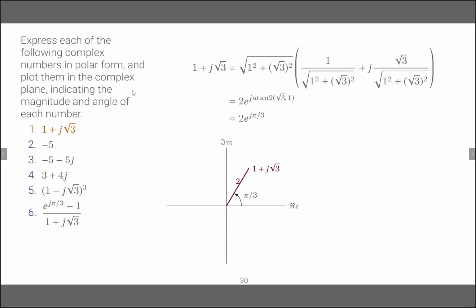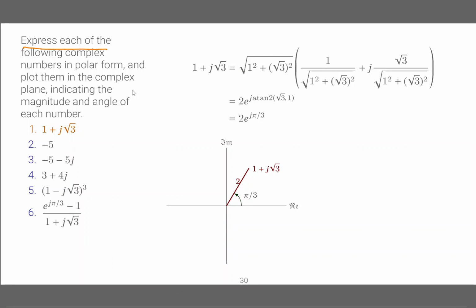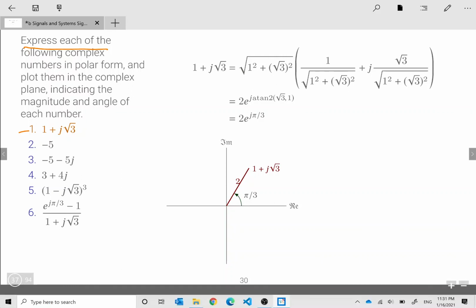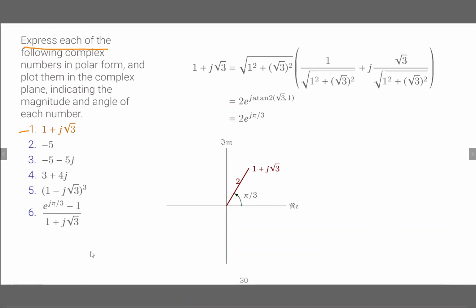Okay. So now let's take one more example. Express each of the following complex numbers in polar form and plot them in the complex plane, indicating the magnitude and the angle of each number. Okay, so let's take the first one, 1 plus j square root of 3. This is the real part. This is the imaginary part.